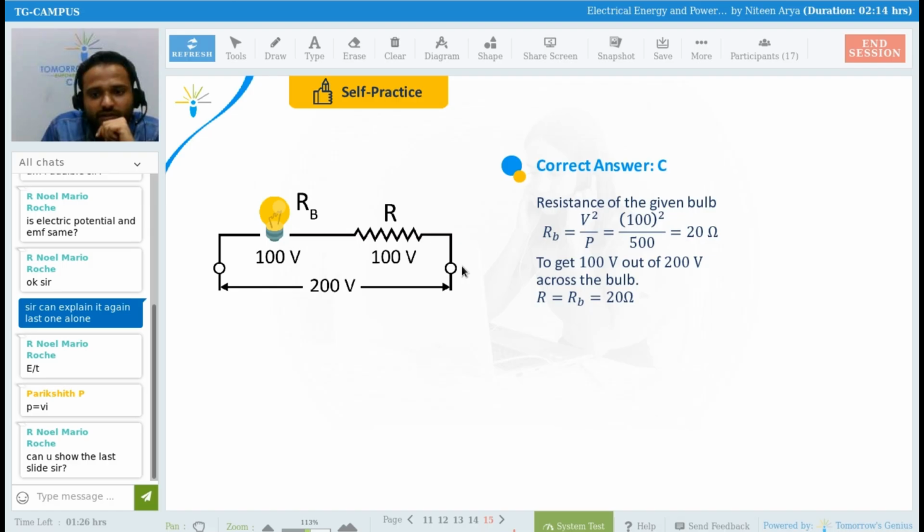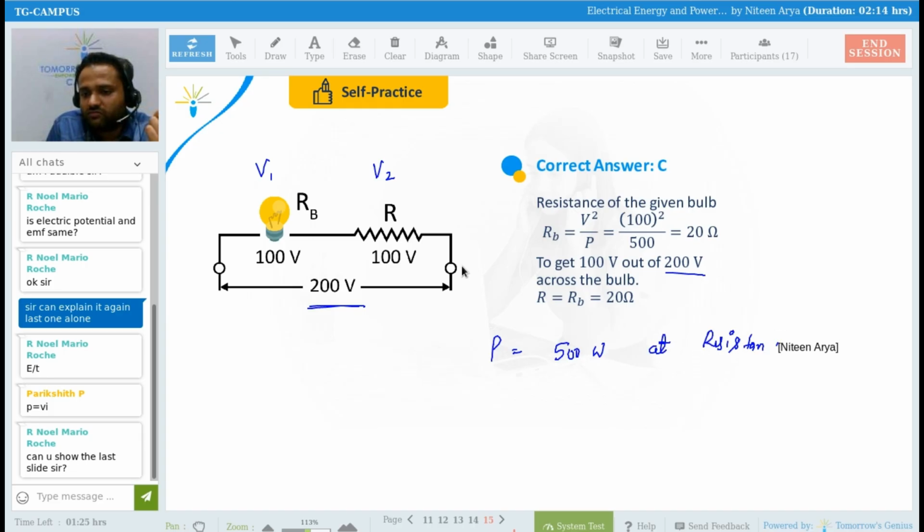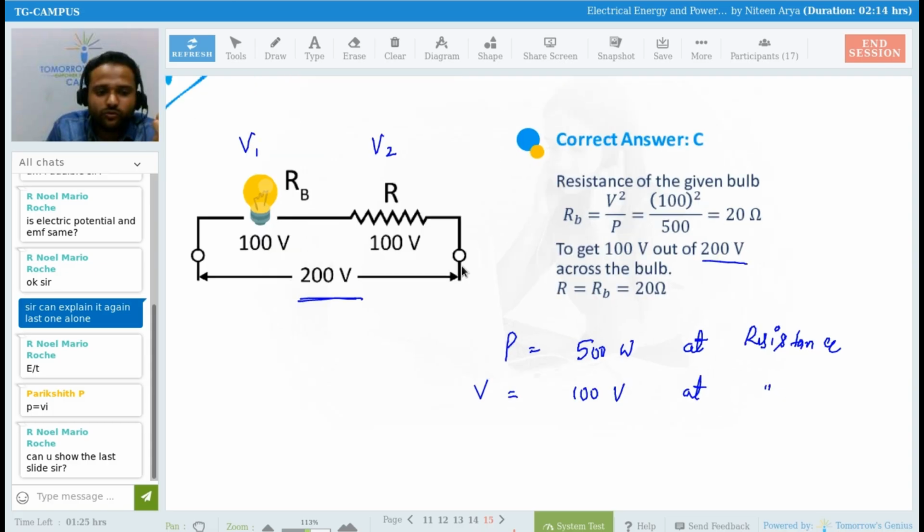We find the RV first, the resistance of the given bulb, which is V square by P, which is 20 ohm. To get 100 volt out of, C, this is V1, this is V2, because this is 200. Okay, so if at the bulb we have 100 volt, how much do we remain at this particular resistance? Only 100. So to get 100 volt out of 200 across the bulb, R equals to RB equals to this much. Or even with the help of this formula, P, which is 500 watt at resistance, and V, which is 100 volt at resistance. Again using this formula, P equals to V square by R, R equals to V square by P. We get the same thing, which is 20. That is written over it. Is this clear, everyone?